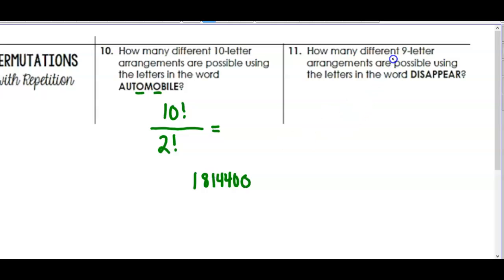Okay, how many different letter arrangements, using all 9 letters, can be made using this word? There's 9 letters, but some of them repeat. So the P's repeat, and if you had 3 of something, you would put 3 factorial. But I think here the A's repeat, so you have another 2 factorial. So 2 times 1 times 2 times 1 is just 4. So we end up with 9 factorial divided by 4.